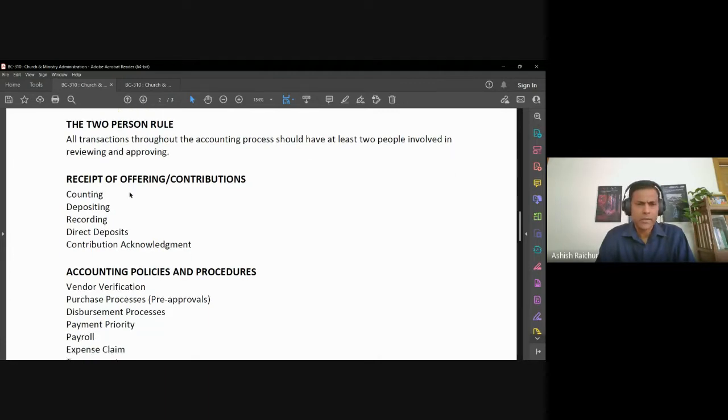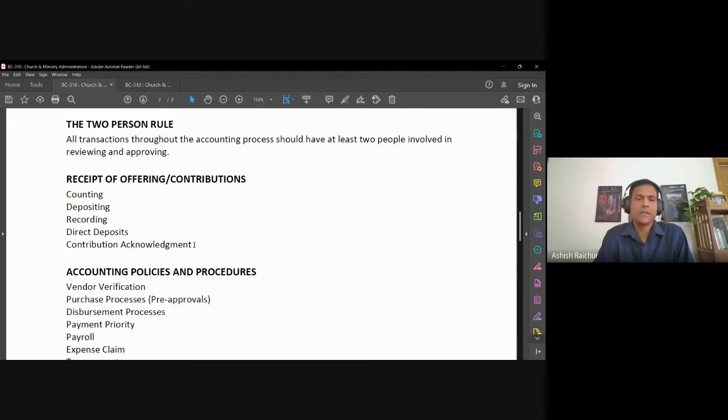For everything that you do, there has to be a receipt or a document. So when counting happens, everything is documented in our book. When money, cash, is deposited into the accounts, there are deposit receipts. There is a recording of, of course, the bank transactions. Everything is recorded. Direct deposits are all acknowledged, all recorded. And in some cases, not all cases, contributions are acknowledged.